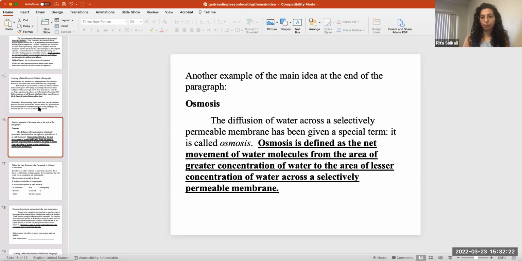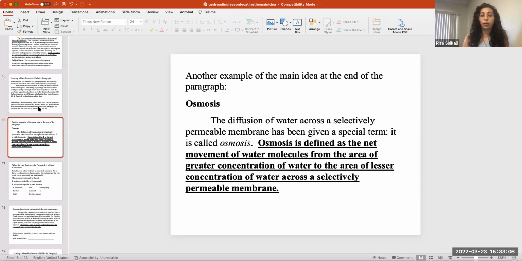So osmosis, this is another example. Osmosis is the diffusion of water across a selectively permeable membrane that has been given a special term. It's called osmosis. Osmosis is defined as the net movement of water molecules from the area of greater concentration of water to the area of lesser concentration of water across a selectively permeable membrane. Again, it sounds complicated, it sounds hard, but focus on the words that you know. Yes? So when you focus on the words that you know, it's easier to identify what this topic is about. Cool?